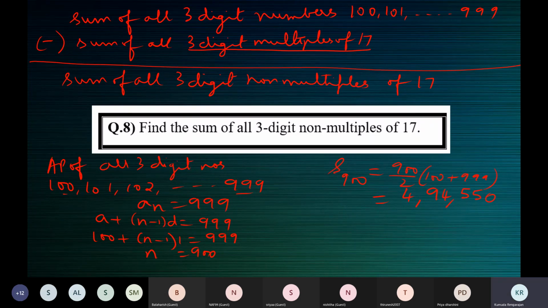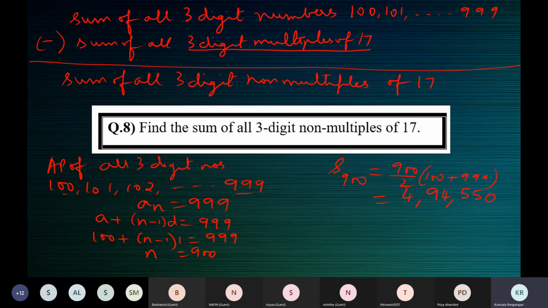Somebody tell me, not Tirunesh, somebody tell me the AP of all the 3-digit multiples of 17. What is the first 3-digit multiple of 17? 102, ma'am. 102. Very good. And what is the last 3-digit multiple of 17? 986. Very good. And what's the value of n?